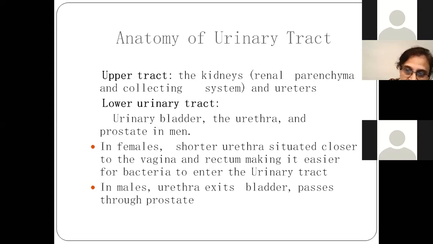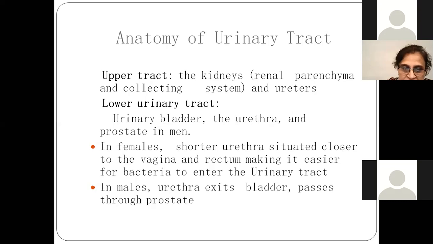Urinary tract infections are much more common in females. Why? Because of the anatomy of the region. Females have a shorter urethra, and it is situated close to the vagina and the opening of the rectum, that is the anal canal. And we all know that the anal canal and the vagina are colonized by microorganisms, and there are hundreds and thousands of microorganisms residing in the rectum, in the GIT tract, and similarly in the vagina also.